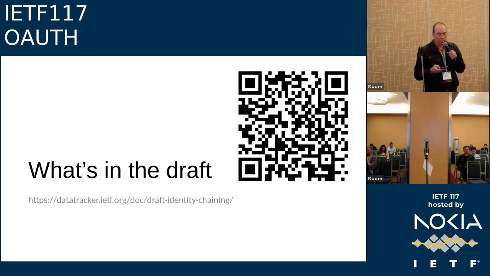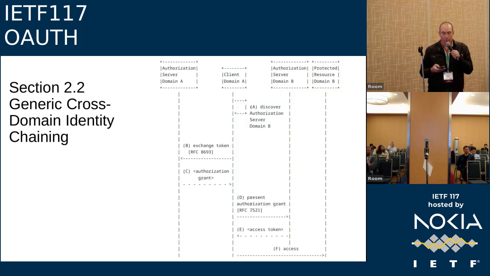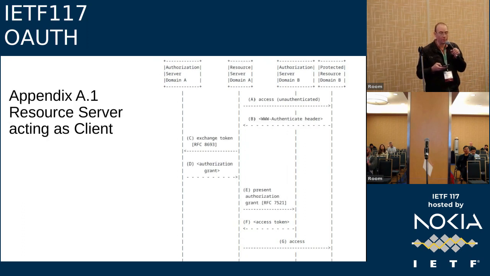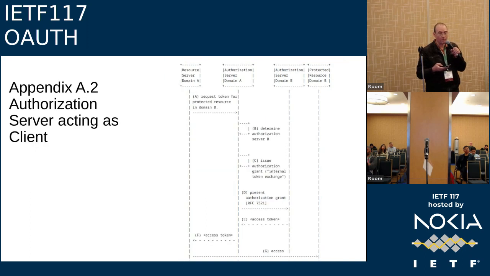So quickly, just what's in the draft, right? I think there's a description of a profile of these two things. We decided to go with a generic description, and then in the appendix we had the two use cases, one resource server acting as client, and a second one where the authorization server acts as a client. So both of those are described.